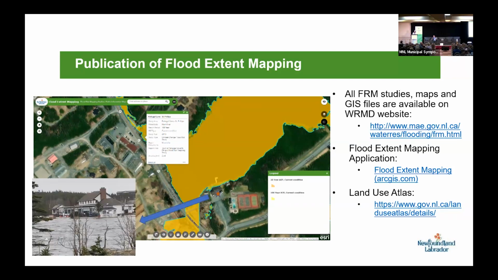Just to give you an example, this is Portugal Cove St. Phillips. That is the Murray's Pond Country Club. You can see where the flood lines are. And this is the flooding that occurred last year during Hurricane Earl, which pretty much matched where the flood mapping was drawn as well.